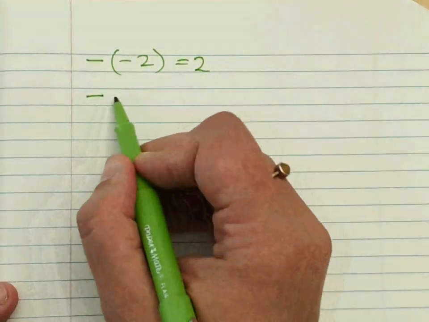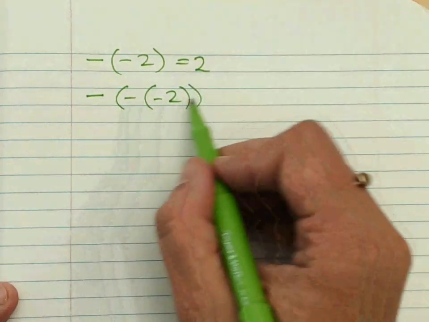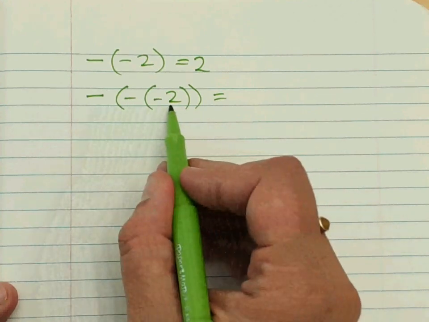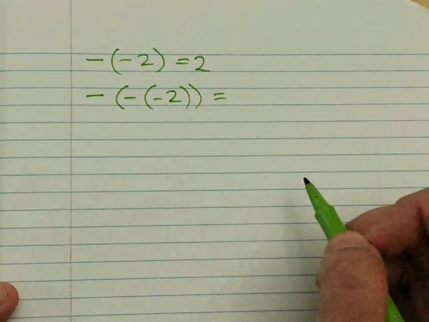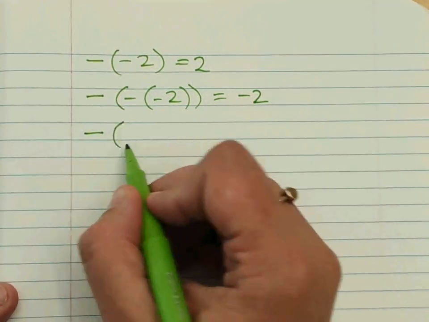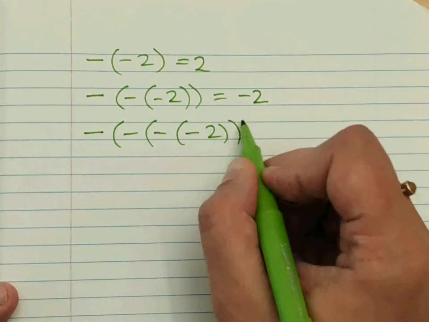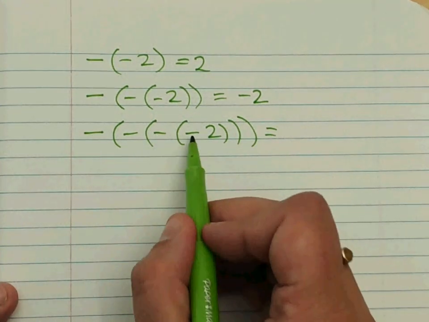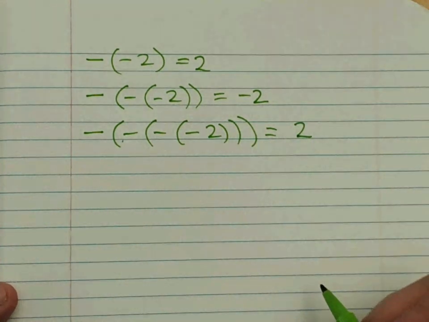What if I had a negative, negative, negative 2? So how many negatives do I have? 3. So a negative negative we said is a positive. What if we make it negative again? Negative 2. What if we have a negative, negative, negative, negative 2? 1, 2, 3, 4. So a negative times a negative is a positive. Then that would become negative. Then it would become positive again.